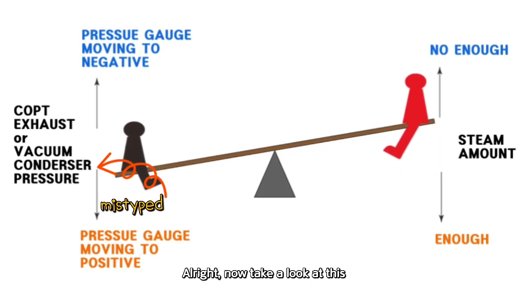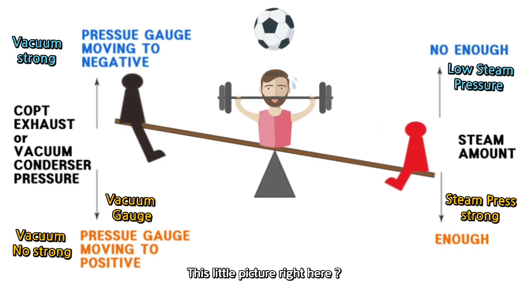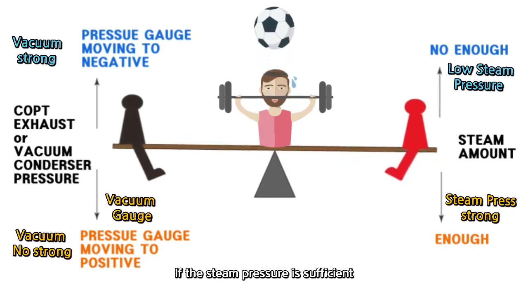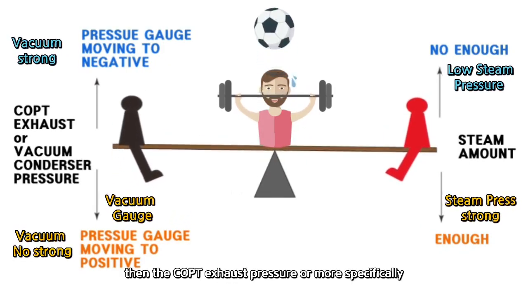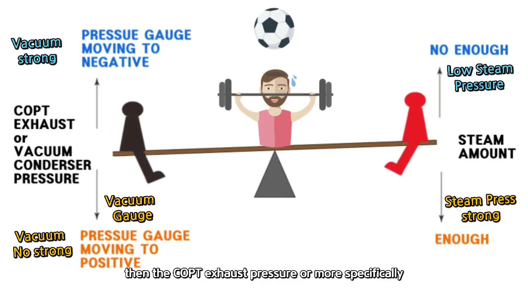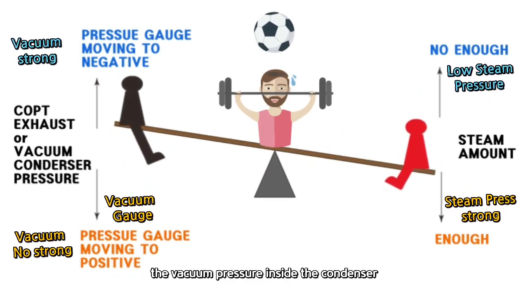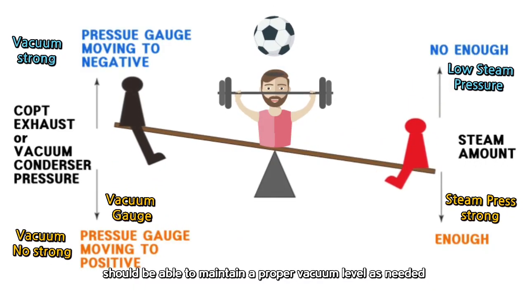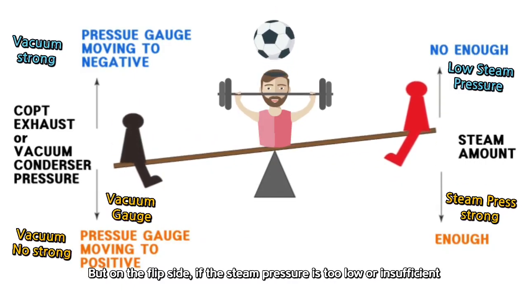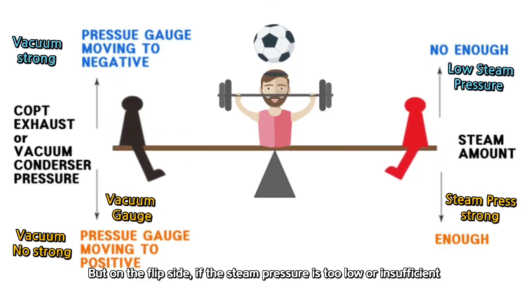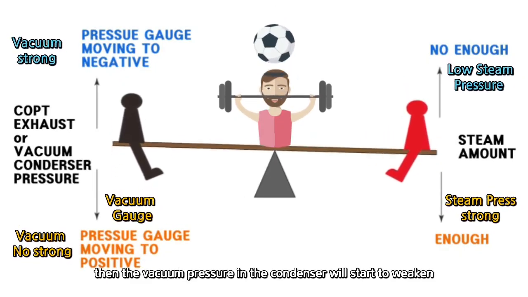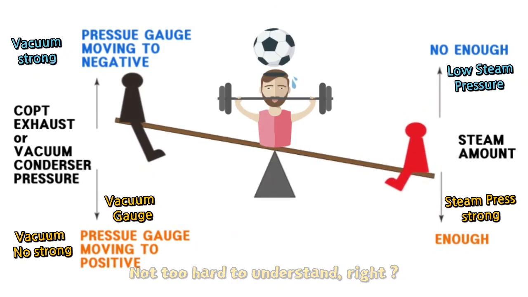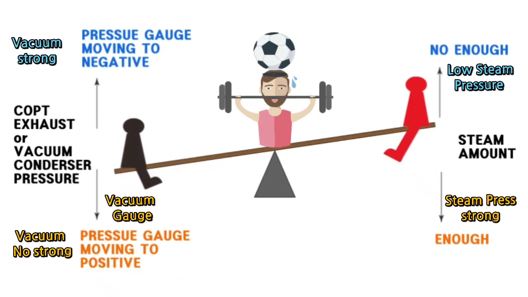All right, now take a look at this. This little picture right here, it really says it all. I think it pretty much sums things up. If the steam pressure is sufficient, then the COPT exhaust pressure, or more specifically the vacuum pressure inside the condenser, should be able to maintain a proper vacuum level as needed. But on the flip side, if the steam pressure is too low or insufficient, then the vacuum pressure in the condenser will start to weaken. Not too hard to understand, right?